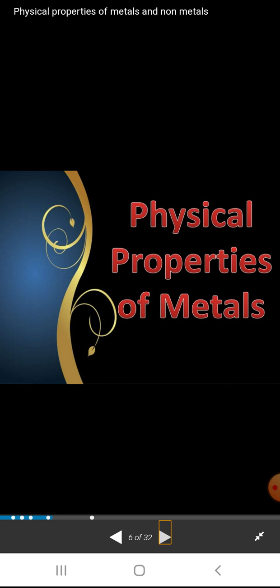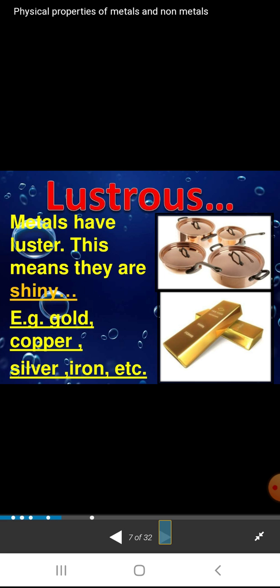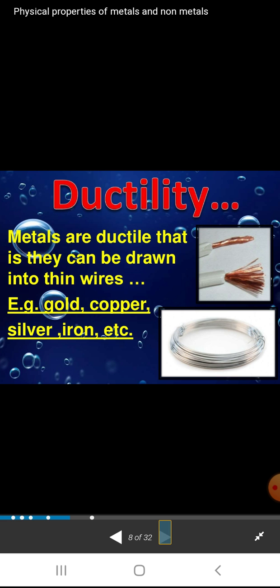Physical properties of metal. Let us look about the physical properties of metal. First comes lustrous. Metals have luster. This means they are shiny enough. For example, gold, copper, silver, iron and etc. Next comes ductility. Metals are ductile, that is, they can be drawn into thin wires. For example, gold, copper, silver, iron and etc.